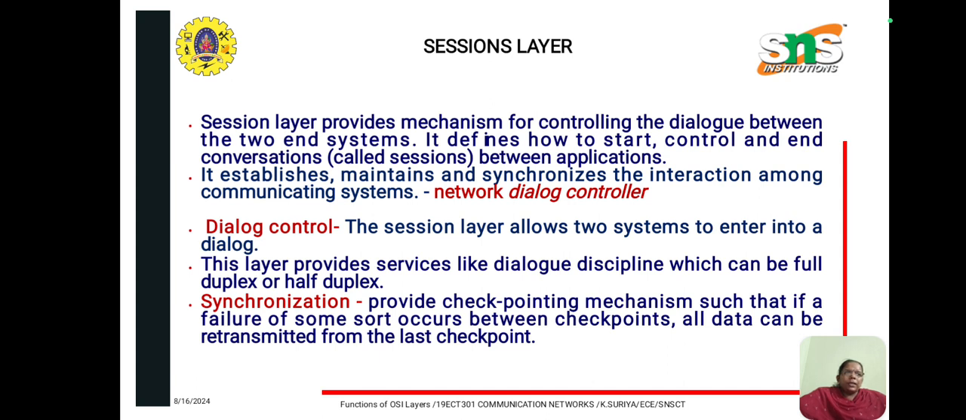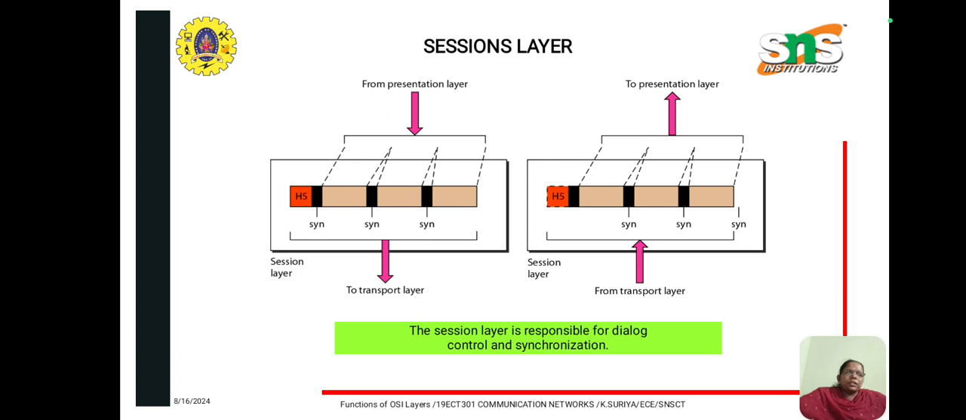In this case, if a crash happens during the transmission of page 523, the only pages that need to be resent after system recovery are pages 501 to 523, because for every 100 pages an acknowledgement would have been received because of the checkpoint. The figure illustrates the relationship of the session layer to the transport and presentation layers.